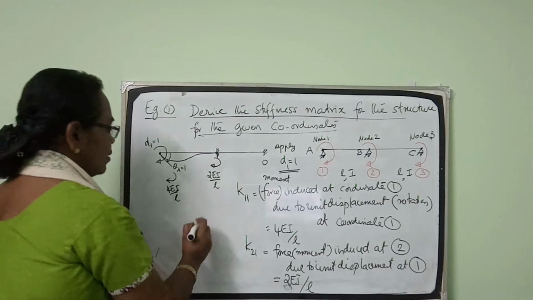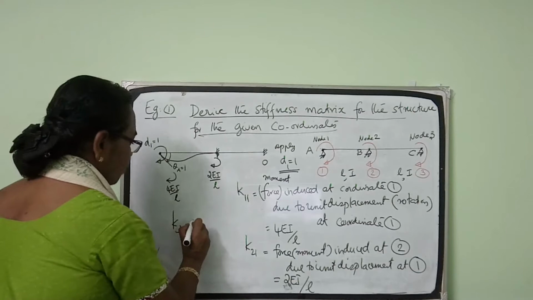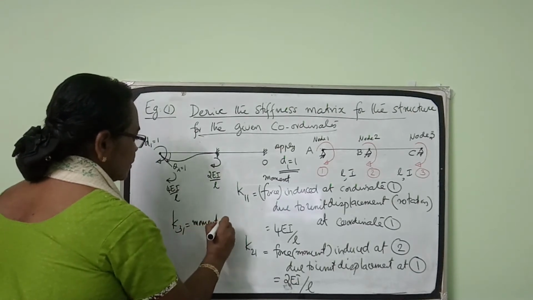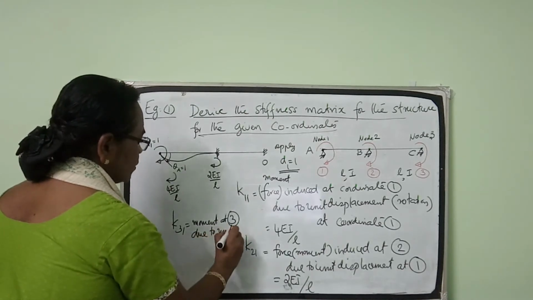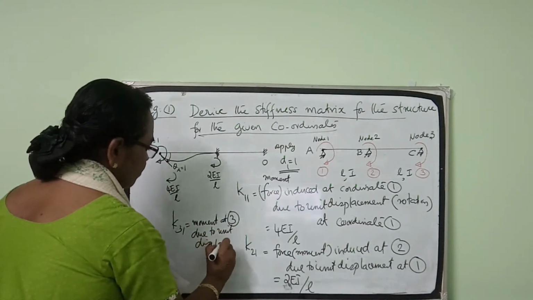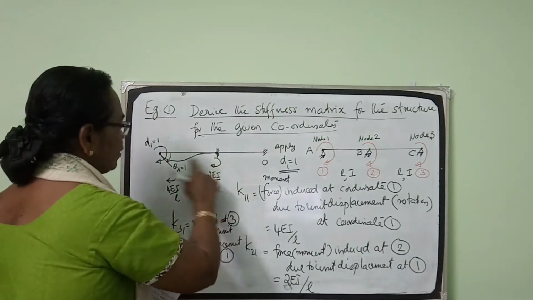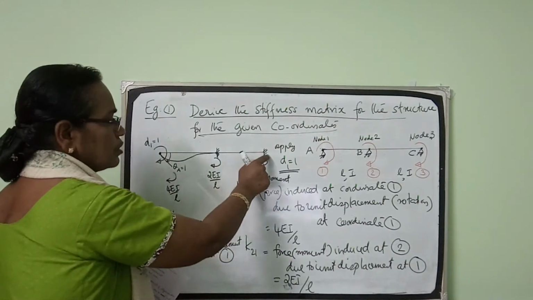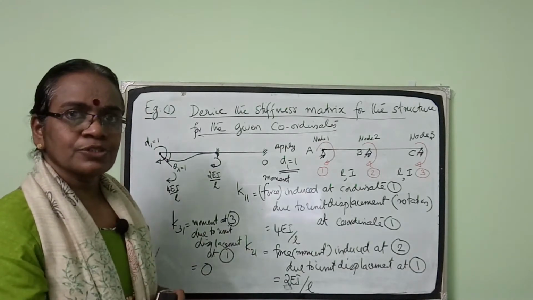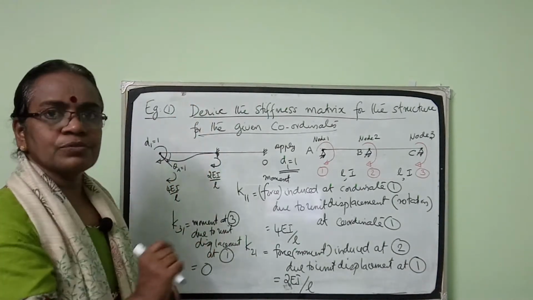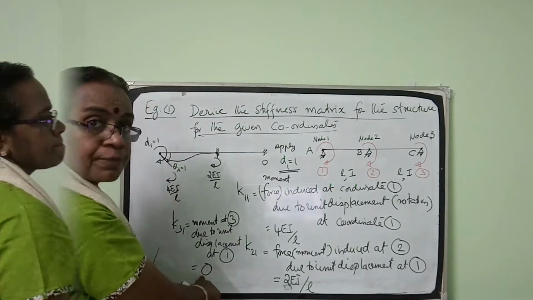What about this K31? K31 is moment induced at coordinate 3 due to unit displacement at coordinate direction 1. When we apply unit rotation, what is the moment induced here? That is equal to 0. So that will form the first column of the stiffness matrix, K11, K21 and K31.